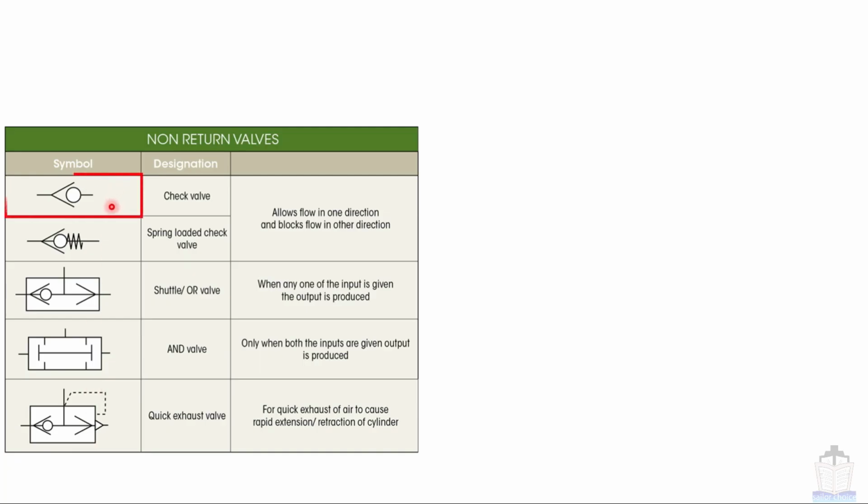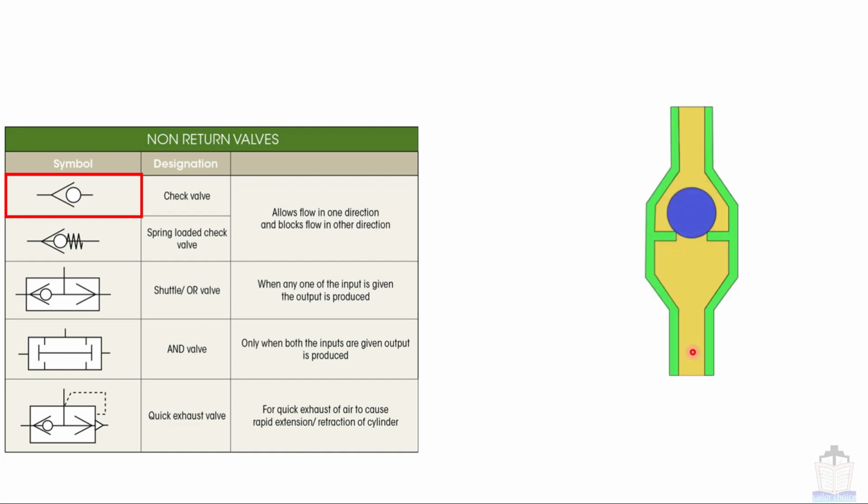So the first one is check valve. The check valve function is that it allows flow in one direction and blocks flow in the other direction. So I am showing one illustration. This is the check valve which doesn't have any spring. This is the valve. If air or liquid comes from this side, due to liquid or gas pressure, this valve will sit over here and thereby restrict the flow of gas or fluid. But if gas or fluid comes from here, then it will shift the ball, and hence gas and liquid will pass through this valve.